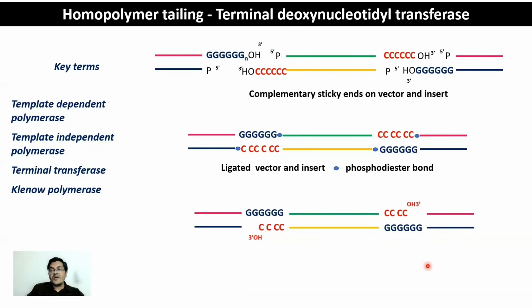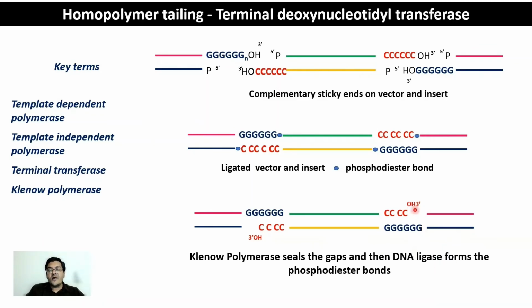So now what happens is, unless this nick is sealed, you will not have phosphodiester bond formation. This nick is sealed by an enzyme known as Klenow polymerase. As it is a polymerase, it will use the template here, and it sees there is a G on the other strand, so it will add complementary cytosines, two in number, to ensure that this gap is filled here.